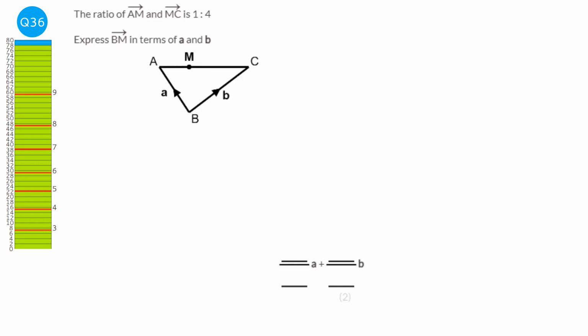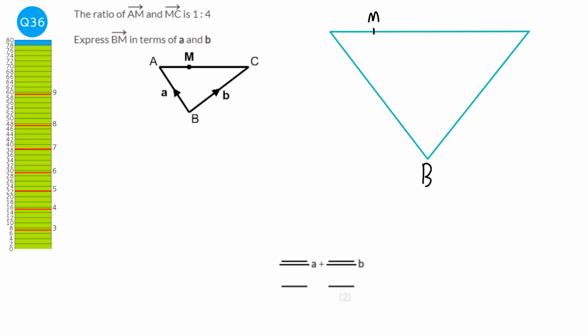So I'm going to, first of all, just draw out the diagram a bit bigger, just so we've got a bit more space. And we're looking at going from B to M, and M is about here. Now the first thing to notice with M, and I'm just going to quickly label the other parts on, is that the ratio of A to M is 1 and M to C is 4. So the ratio is 1 to 4 between the two.